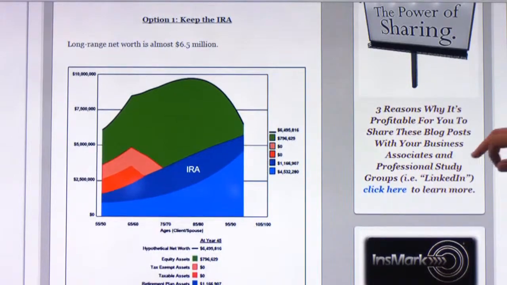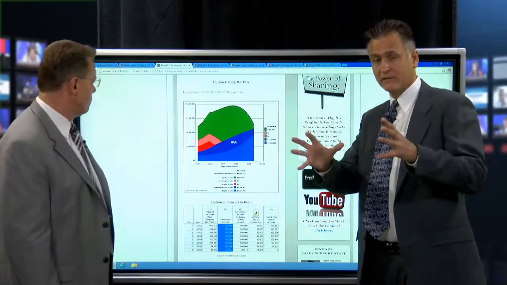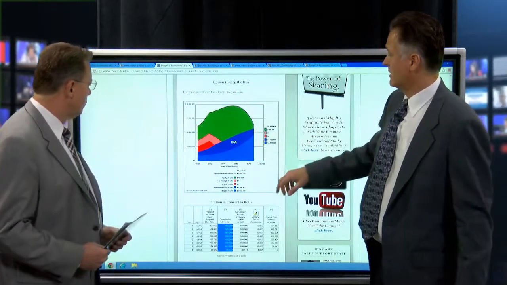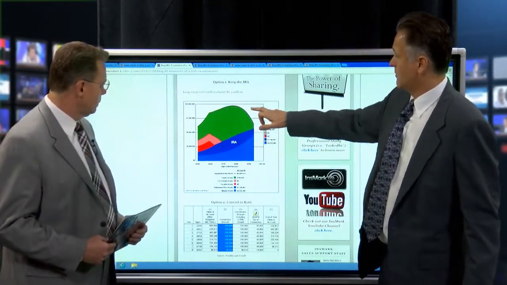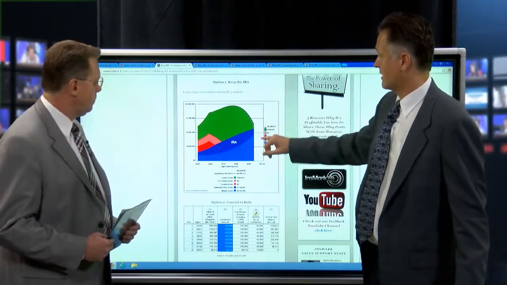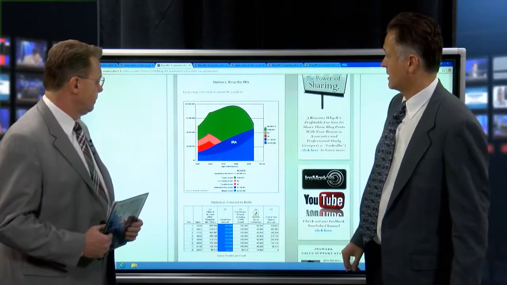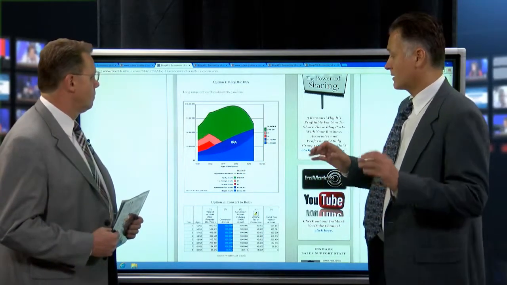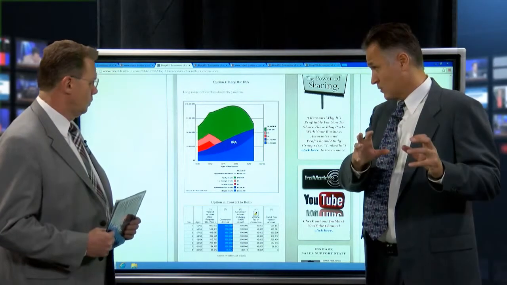So here's how, again, putting all the assets into our Wealthy and Wise software platform, projecting everything out, here is how their net worth will fare over time, leaving the IRA intact. They'll end up with $6.5 million in net worth until age 95. So that's sort of option one, the status quo.